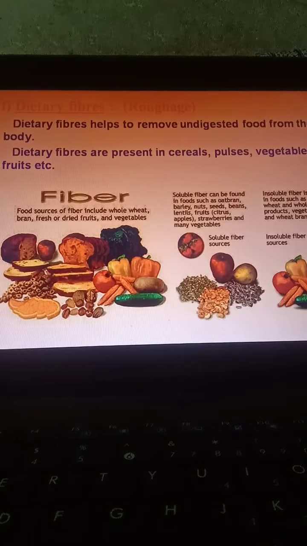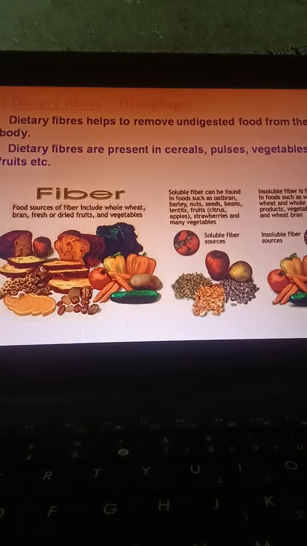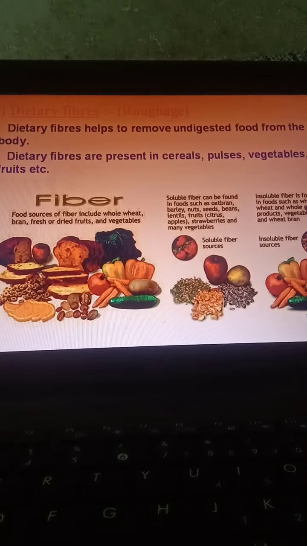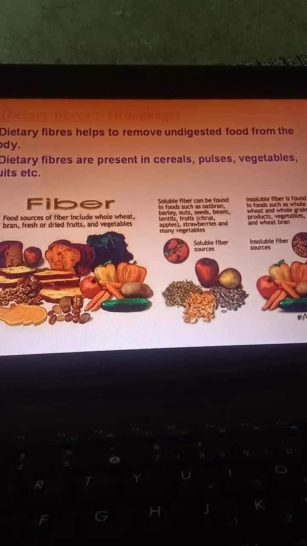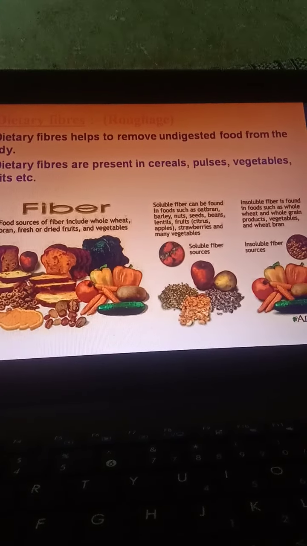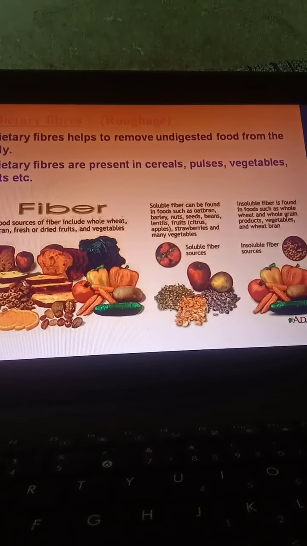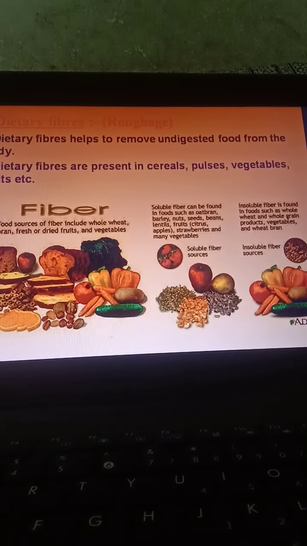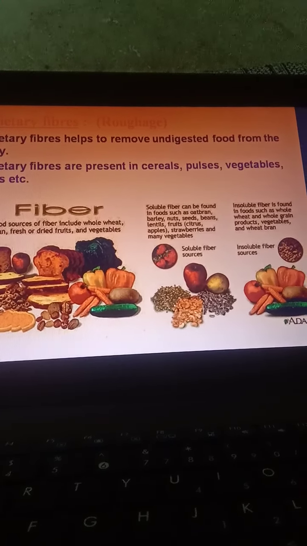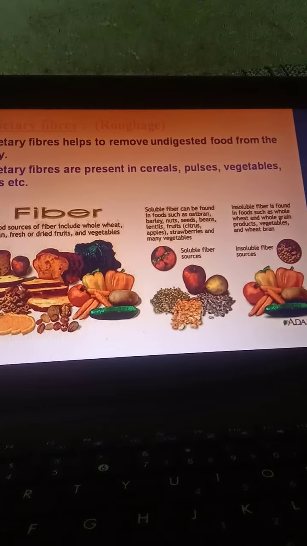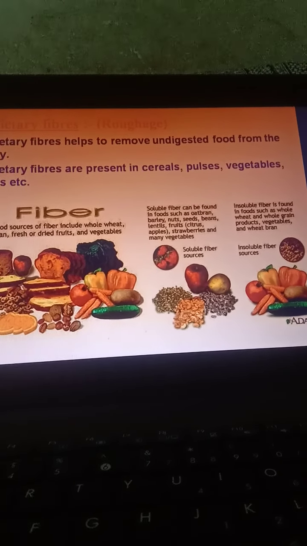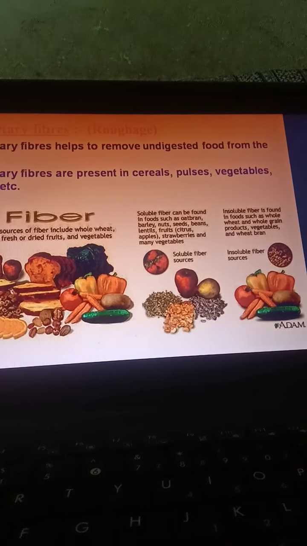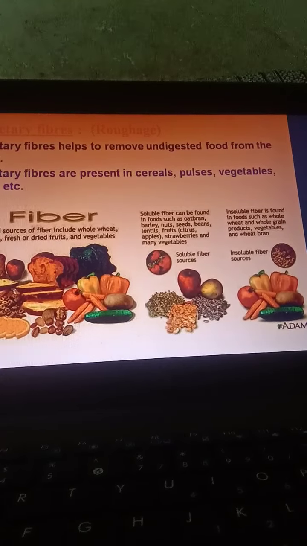Next is dietary fibers, also known as roughage. These fibers do not digest themselves, but they help to remove undigested food from our body. These are whole grain cereals, pulses, vegetables, fruit. All these things, like salad, whole grains, bran, dry fruits, vegetables, are also known as fibers or roughage. They help to remove undigested food from our body and help in digestion of our food.